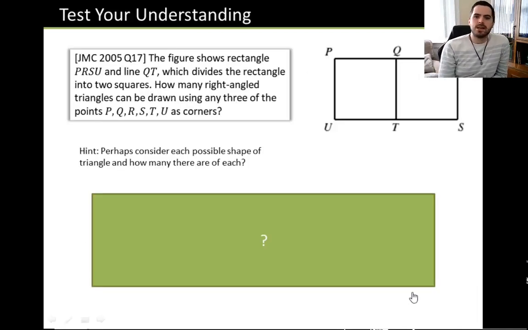So similarly, again, as always, test your understanding with this. I will assume that you have paused it. I'm just going to chat right the way through. Here we've got the figure with the rectangle PRSU standing for the corners, and you can see that we've got it split into 2 distinct squares using the line Q and T. How many right-angled triangles can be drawn using any of the 3 points?